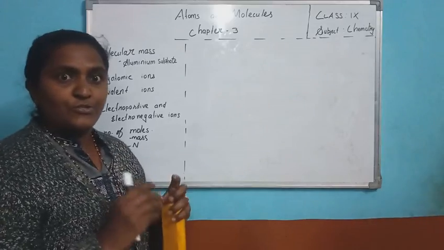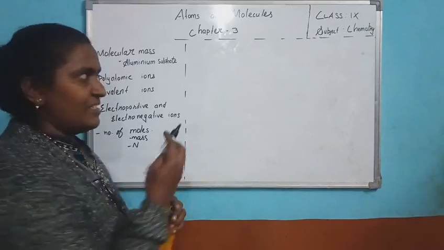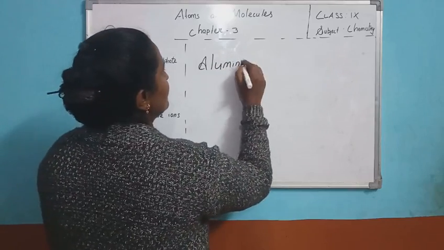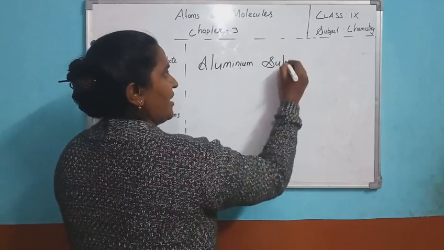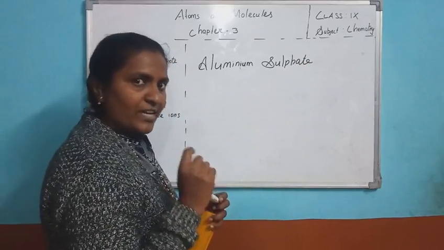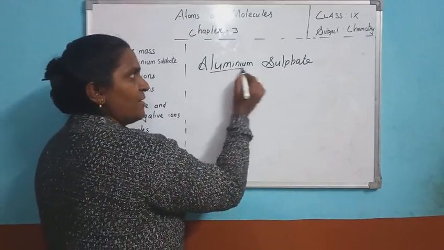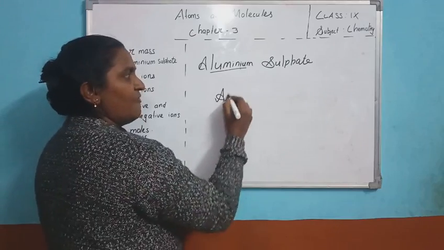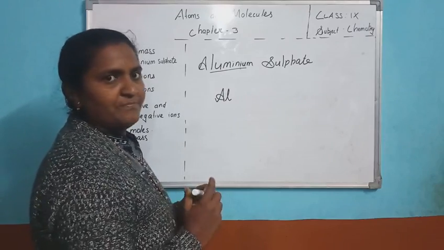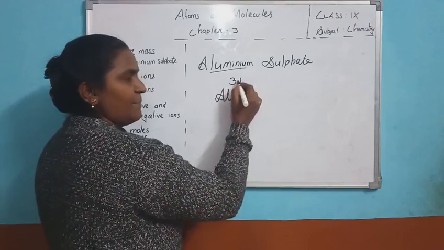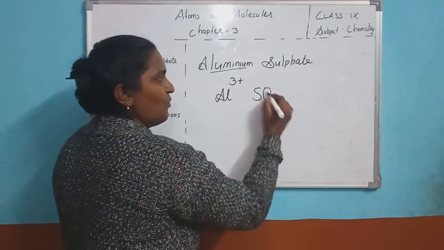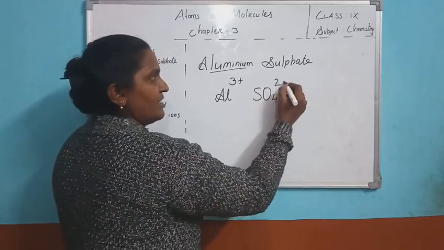To know this, you should know how to write the formula. First we write the formula of the compound. This is the compound name. Then we write its molecular formula. To write the molecular formula, you have to write the symbol of each element. What is the symbol of aluminium? Al. The first letter should be a capital letter, the second letter should be a small letter. And write its valency. It is 3 plus. The valency is 3. And the sulfate formula is SO4, and its valency is 2 minus.